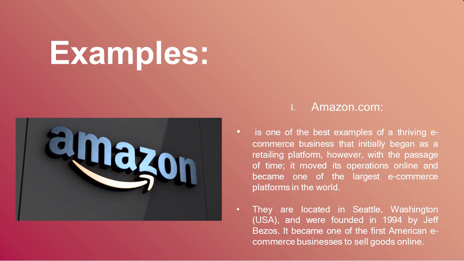First example is Amazon.com. Amazon.com is one of the best examples of a thriving e-commerce business that initially began as a retailing platform. However, with the passage of time, it moved its operations online and became one of the largest e-commerce platforms in the world. They are located in Seattle, Washington, USA, and were founded in 1994 by Jeff Bezos. It became one of the first American e-commerce businesses to sell goods online.